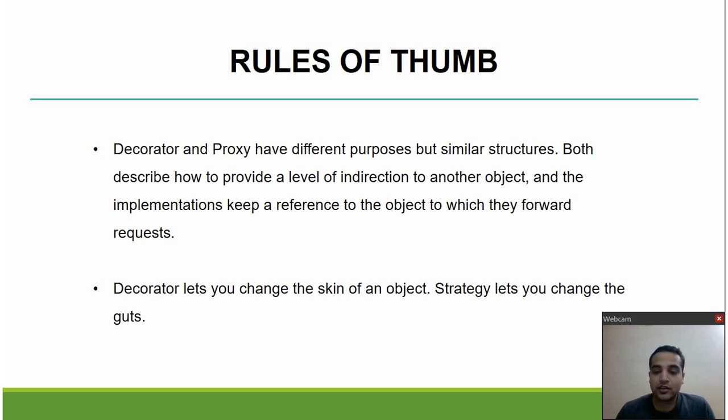And another one is like decorator lets you change the skin of an object, and strategy lets you change the guts. That means basically if we are using a decorator design pattern, we will be enhancing it, modifying it, making it look better, making it look simple for the user. And while using a strategy, we have to change it entirely, how it works, the way it should work, and the way it should produce a result to a deeper extent.